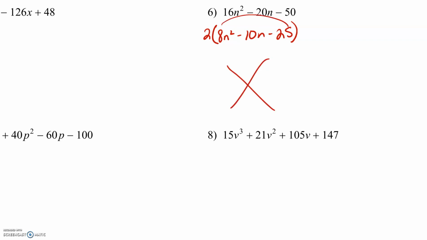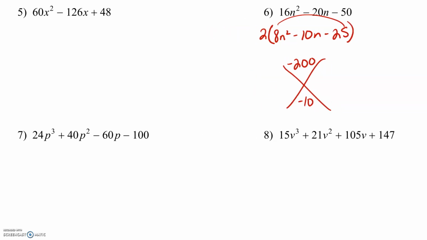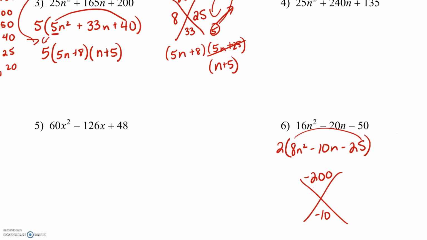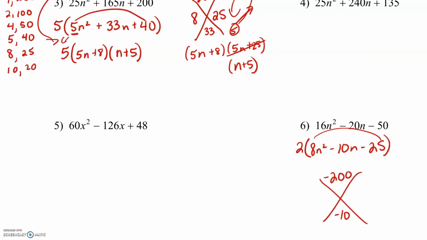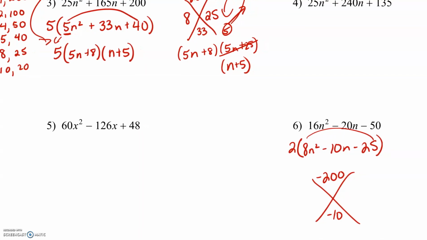So we're going to take 8 times negative 25, which would be negative 200. If you have 8 quarters, you have $2. And then our b term is negative 10. So we're looking for factors of 200 that will subtract to give us 10. And the reason I started with this one is because we have the factors of 200 up here. So we're looking, and it looks like 10 and 20 would subtract to give us 10.